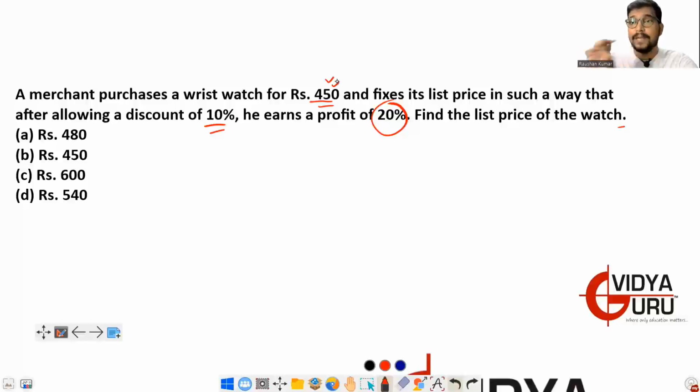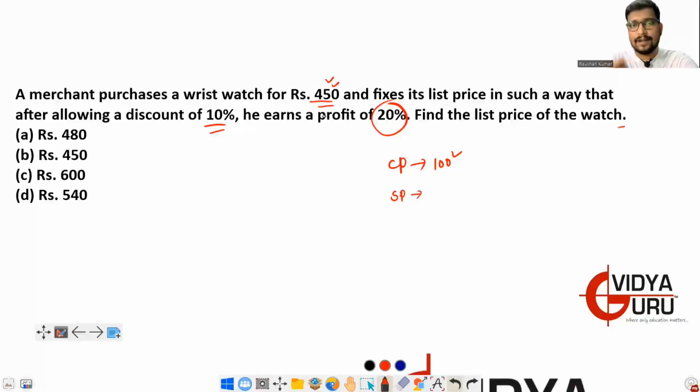If the data is bigger in the question, then it will be very hectic to solve the entire question. Now see, there are different methods. We will see a different method of how to solve this question. Let's assume CP is 100 rupees. So what should be the MP and what should be the SP?